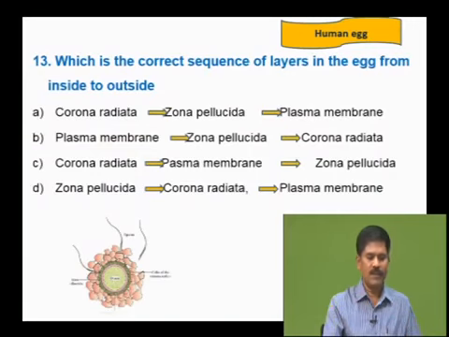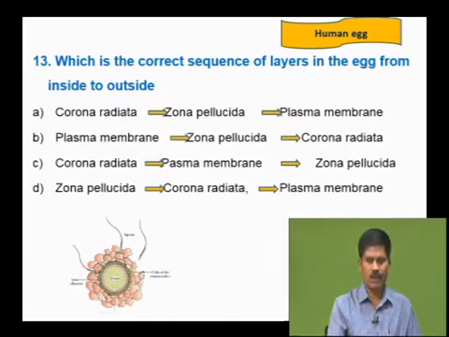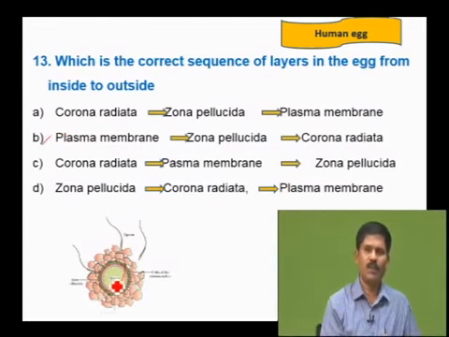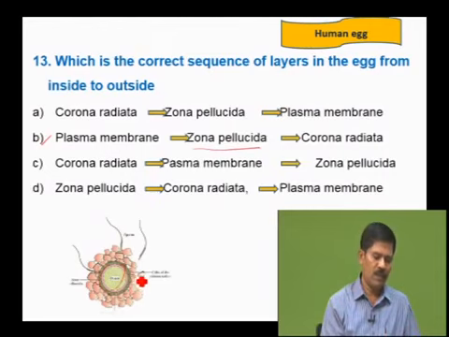Which is the correct sequence of layers in the egg from inside to outside? I was telling you, this is the human egg which is surrounded by plasma membrane. Plasma membrane should be in this option, because inside to outside is asked, plasma membrane is in these options. Next, plasma membrane is surrounded by zona pellucida, a cellular or non-cellular layer. It is also a vitelline membrane, which in turn is covered by epithelium with radiating projections.